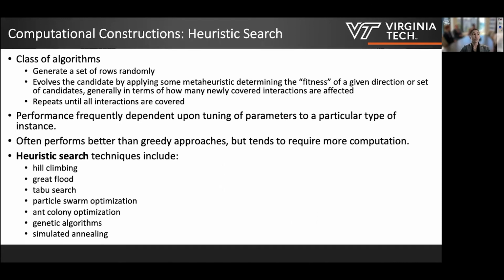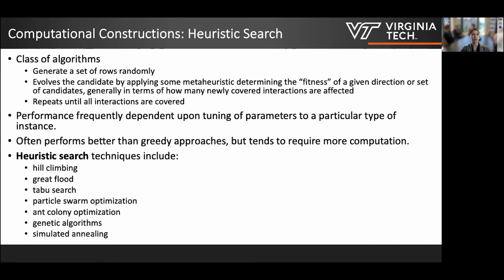Heuristic search is a class of algorithms that can be used for computational constructions. They generate a set of rows, usually randomly, and then they evolve the candidate by applying some meta heuristic that determines the fitness of a given direction or set of candidates, usually in terms of how many newly covered interactions are affected. And then it repeats until all interactions are covered.